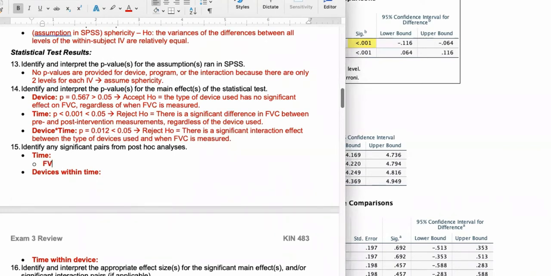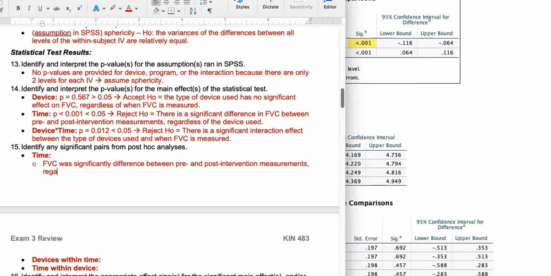How do I write that? Yeah, I'll just write it this way. FVC was significantly different between pre and post intervention measurements. And then you can tag on the extra part, regardless of the training device that was used.